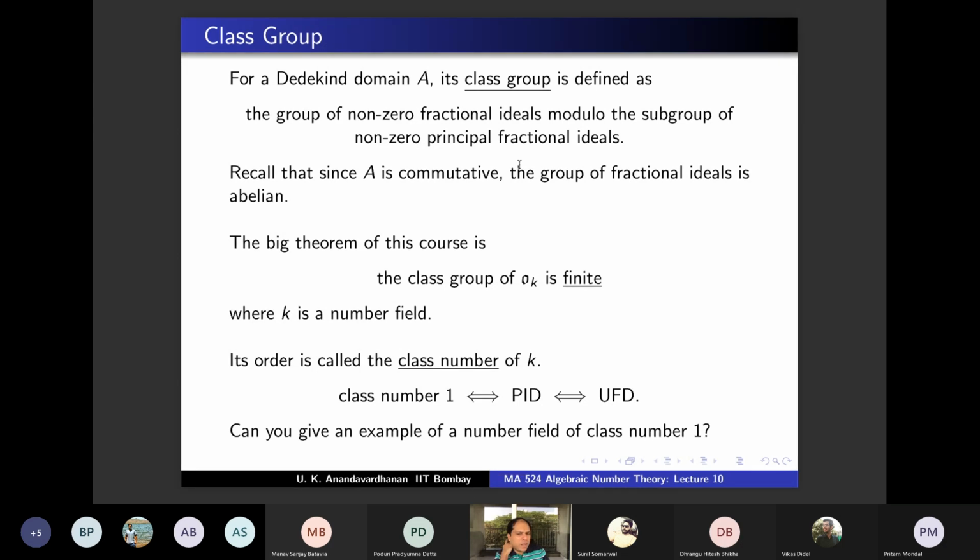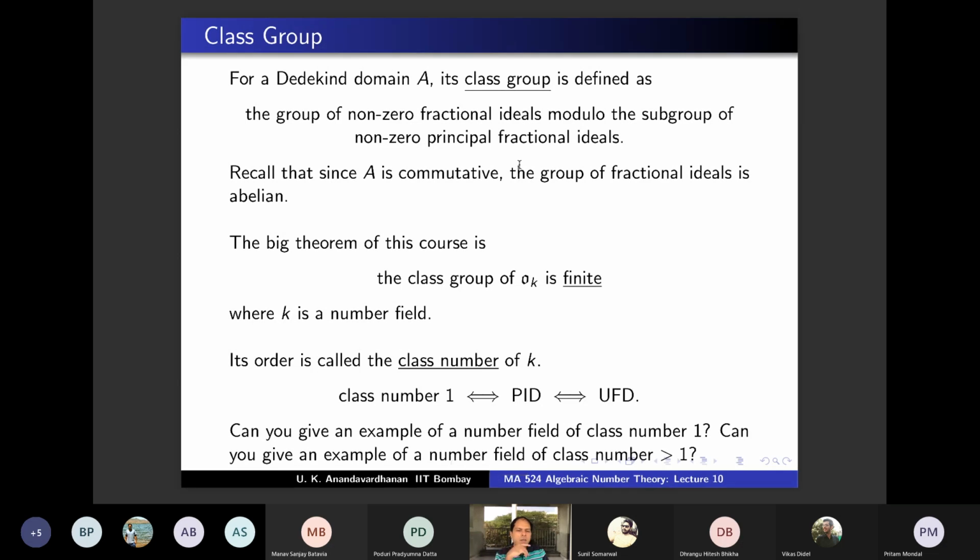Now, can you give me an example of a number field of class number 1? This you should be able to do. Just one example. Z. Yeah, so number field, so Q, right? Q has ring of integers Z, and Z is a PID. So that you have answered. Q has class number 1.